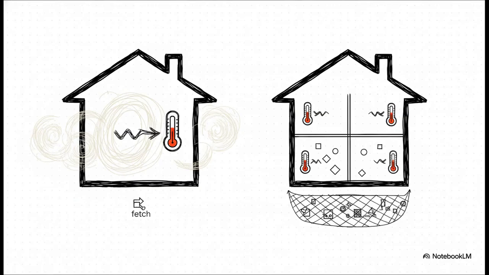Think of it like this. The old way was like having a single thermostat for your entire house. If one room was too cold, you had to blast the heat for the whole building. Now you have a smart thermostat in every single room. You can cache one tiny button without touching the rest of the page.